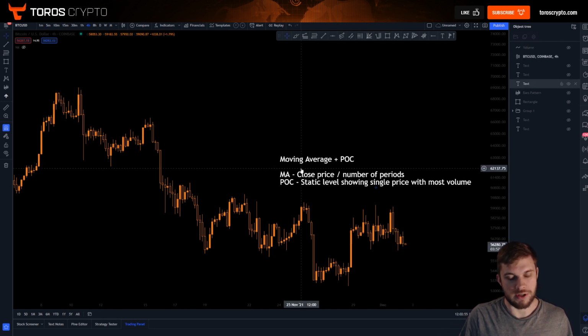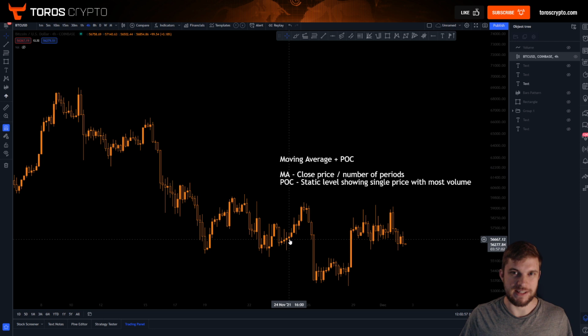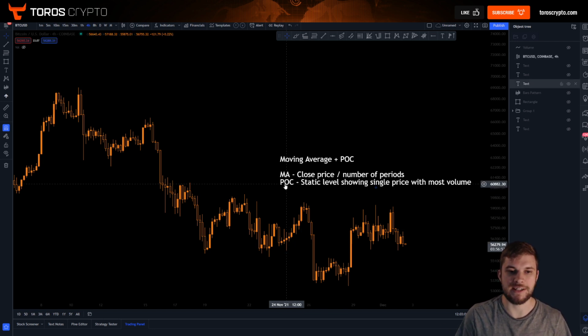that the VWAP also does, but it's just a different way of calculating. The VWAP is much more volume based, therefore being much more accurate and a better benchmark for price itself.